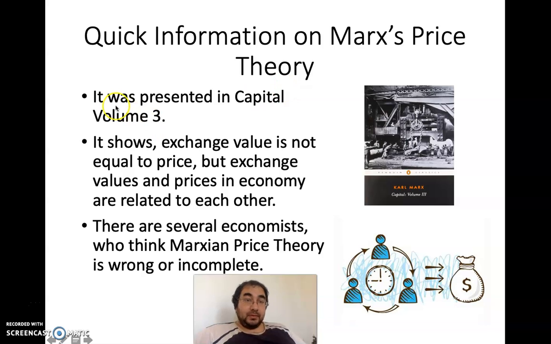price theory in Capital Volume 3, and the previous parts of the framework, exchange value, exploitation rate, surplus value, the constant capital and variable capital analysis, all of that was done in Capital Volume 1. And between those two books, there are 17 years. And to make things worse, when Capital Volume 3 was published, Marx was dead. The book was published by Engels, who edited Marx's manuscripts.